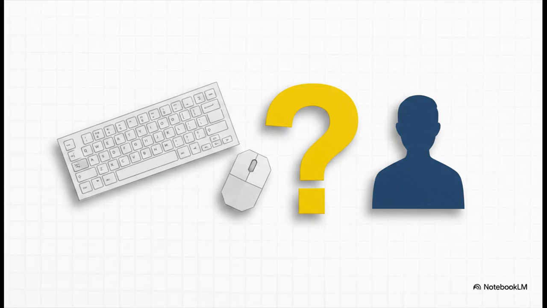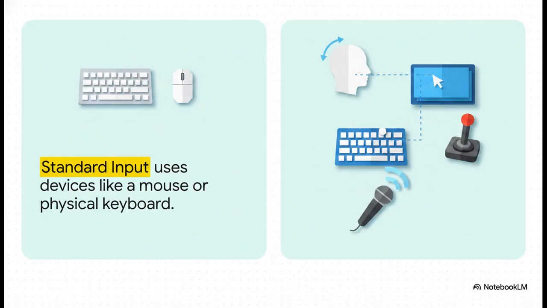Well, that's where adaptive I/O devices come in. And the solutions are just incredible. Instead of a normal mouse, someone might use a device that actually tracks their head movements to move the cursor. Instead of a physical keyboard, they can use one right on the screen, controlled with a simple joystick. Or they can just use their voice, turning spoken words directly into commands.